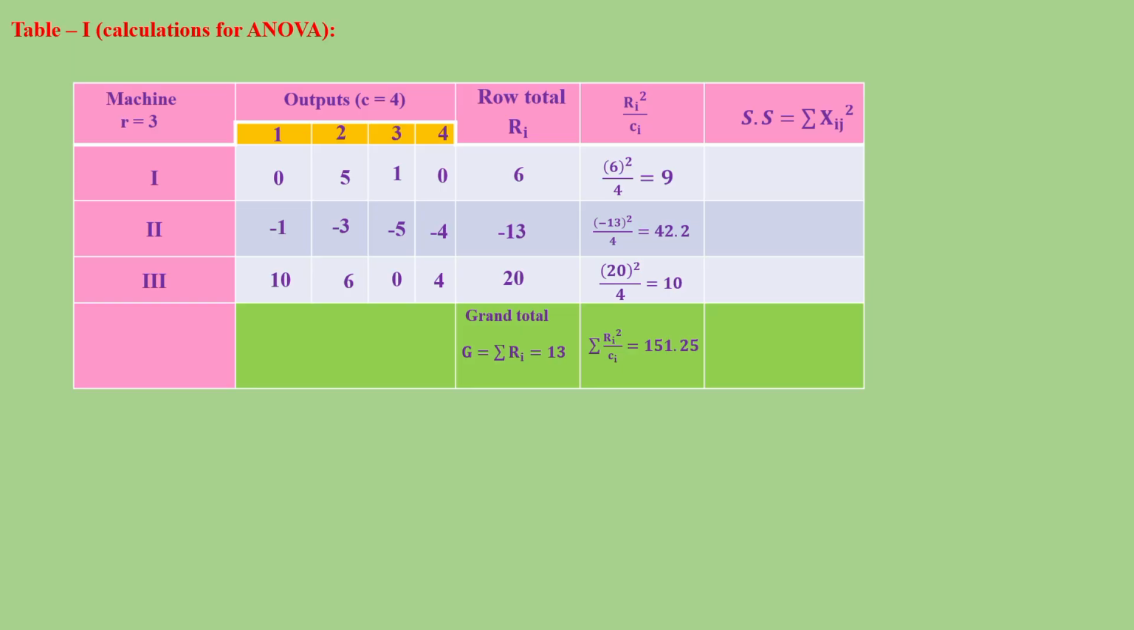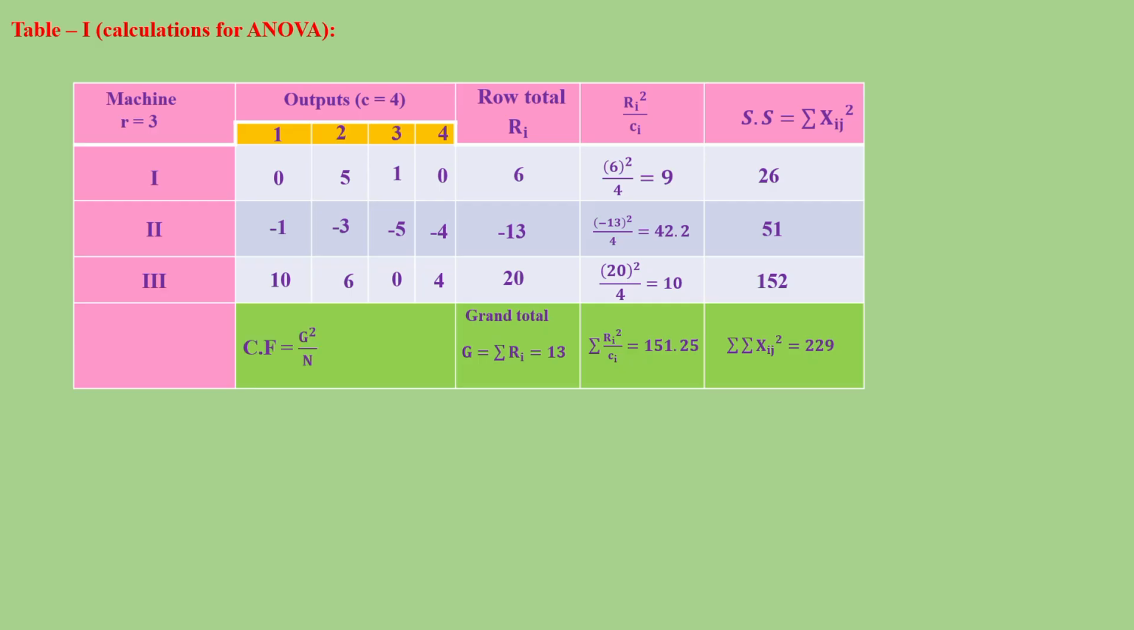Summation xij square. So 0 square plus 5 square plus 1 square plus 0 square, that is equal to 26. Next row squaring: minus 1 square plus minus 3 square plus minus 5 square plus minus 4 square, 51. Then last row: 10 square plus 6 square plus 0 square plus 4 square, 152. Adding all the sums of squares, you will get summation of xij square, that is equal to 229.